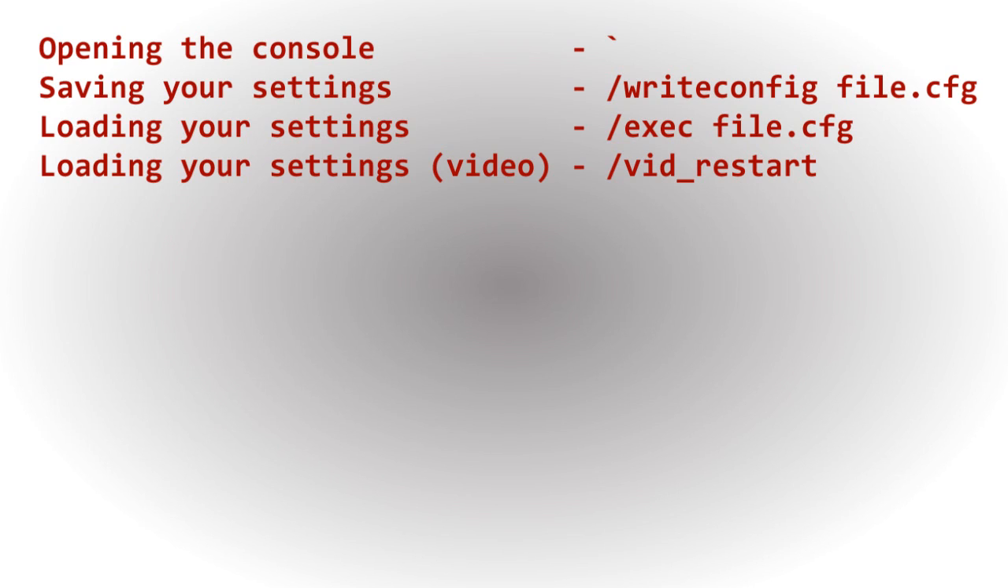To execute a config, you need to type exec, then space, then the file, then .cfg, and to make all the sort of visual changes to make sure they're loaded, you need to type vid_restart, which is video restart.